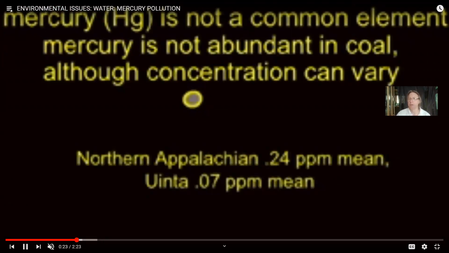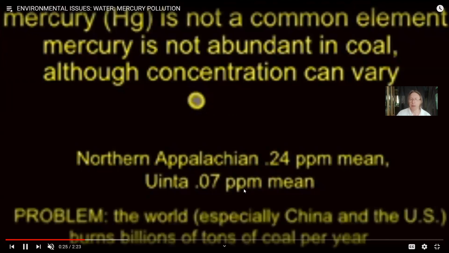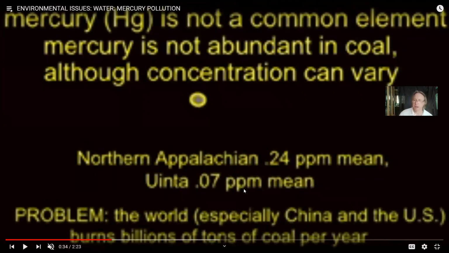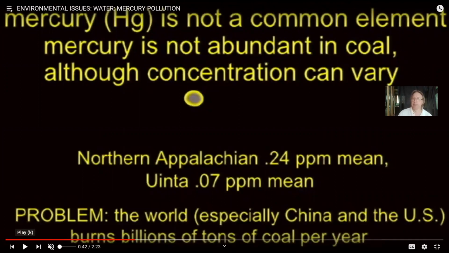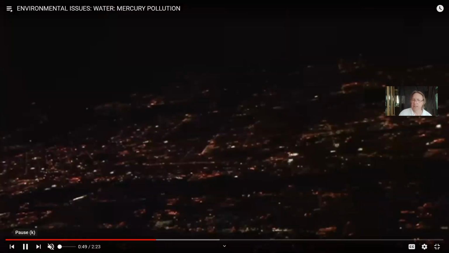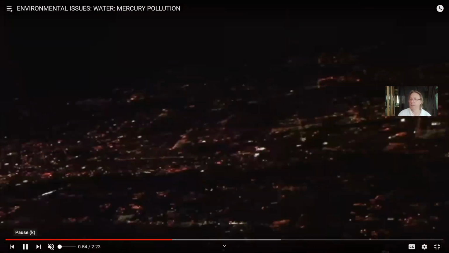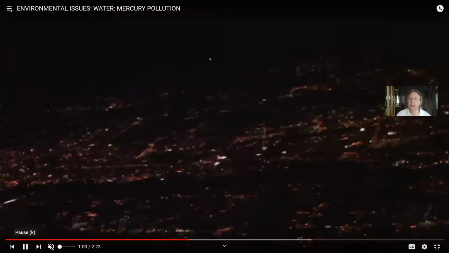So here it's 0.24 parts per million, there it's 0.07 parts per million. So you can see it's varying by more than a factor of 3, but in any case, it's not that common. The problem is we burn a lot of it, billions of tons. So you can have something which isn't that common, but if you're burning billions of tons of it, so if it's coal to a large extent, which is providing the electricity for cities, that's an enormous amount of coal that you need to burn to generate this amount of electricity. So now that's an enormous amount of mercury that you're putting into the air.